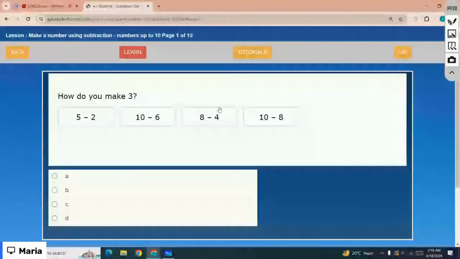The correct option is option number 1, 5 take away 2. Option A is the correct option.